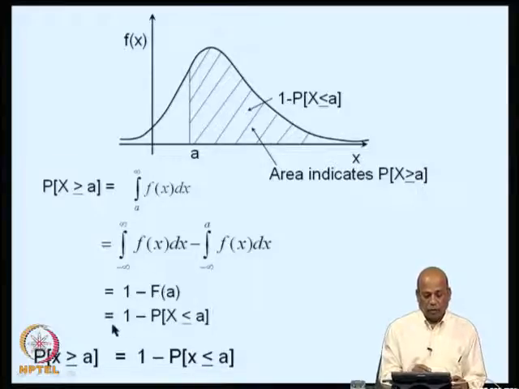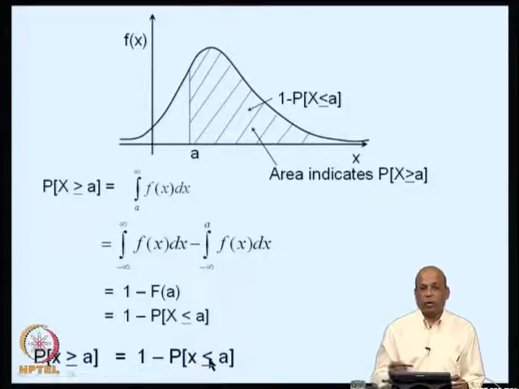What is F of a? This is probability of x being less than or equal to a. So, 1 minus probability of x being less than or equal to a, and therefore, we arrive at this conclusion that probability of x being greater than or equal to a is equal to 1 minus probability of x being less than or equal to a. This result is quite useful in many situations.